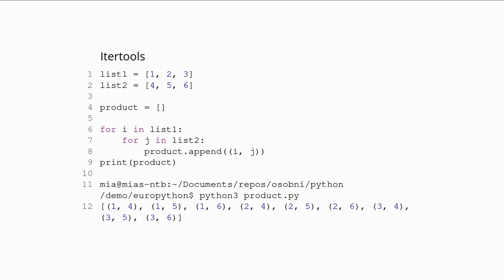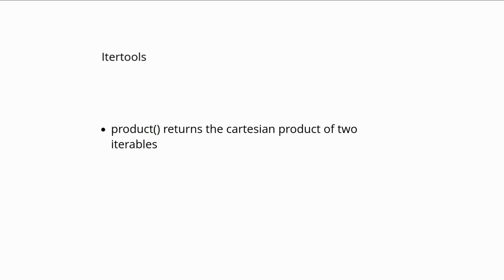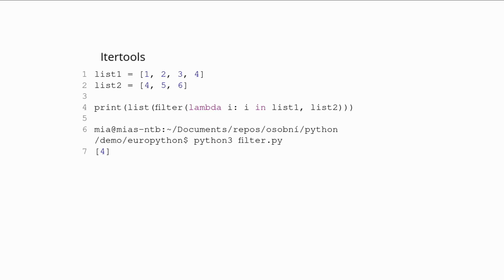So let's say I need to calculate the Cartesian product of two lists. Here we see that we have two lists and two nested for loops, and we can iterate over both lists, and we can see that it works. However, instead of calculating it by ourselves, we can use Itertools.product. And you can see it returns the same results, but it's way cleaner and shorter. So product returns the Cartesian product of two iterables.